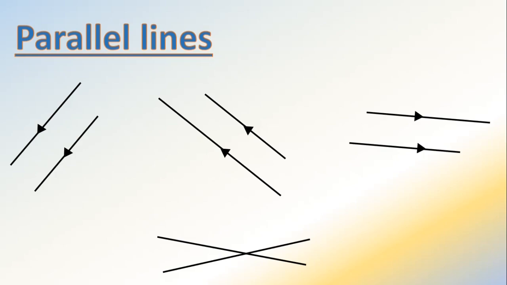Let's start. What do you mean by parallel lines? Two straight lines are said to be parallel if they have no point in common or they do not intersect. In figure 1, figure 2, and 3, we have parallel lines, and these arrows mean that these two straight lines are parallel. But in the last figure, we don't have parallel lines. These lines are called intersecting lines.